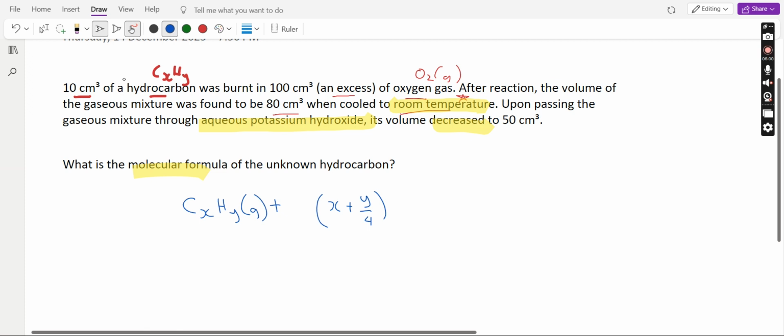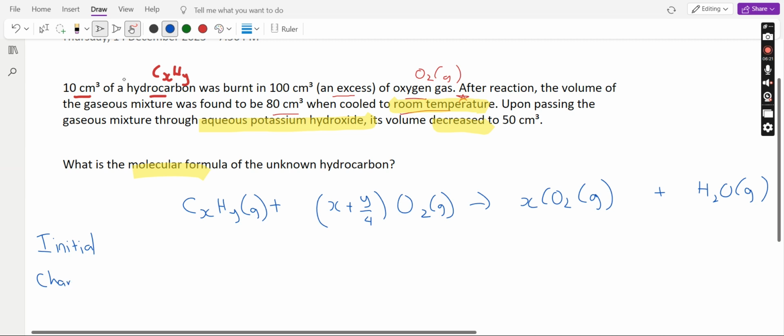State symbol to produce XCO2. And then you draw the ICE table. So I stands for initial, C stands for change, and E stands for end.